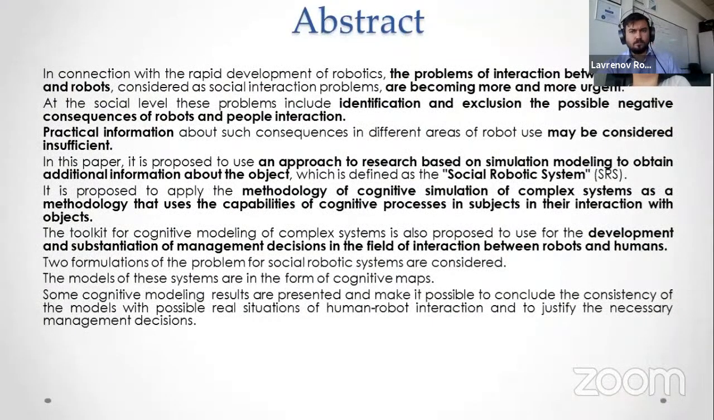In connection with the rapid development of robotics, the problems of interaction between humans and robots, considered as social interaction problems, are becoming more and more urgent. At the social level, these problems include identification and exclusion, and the possible negative consequences of robot and people interaction. Practical information about such consequences in different areas of robot use may be considered insufficient. In this paper, it is proposed to use an approach to research based on simulation modeling to obtain additional information about the object, which is defined as the social robotic system.